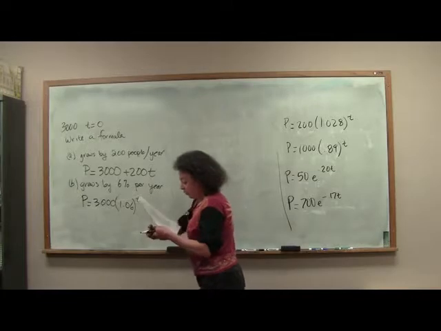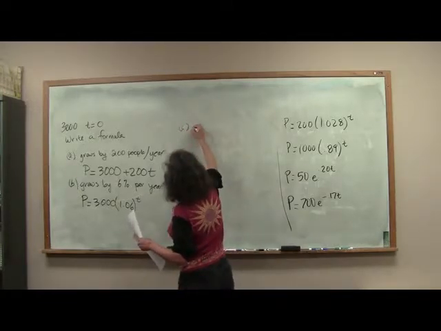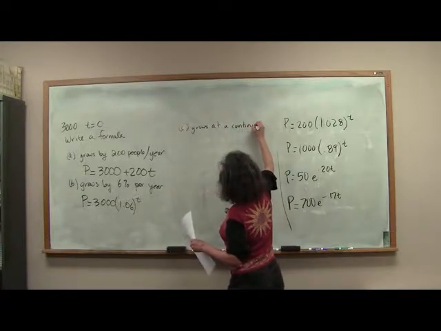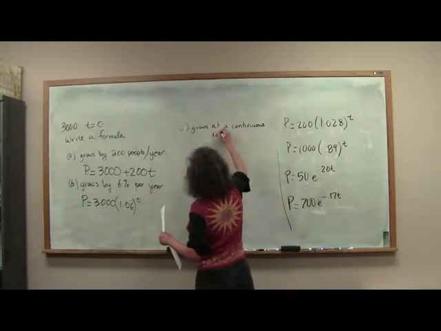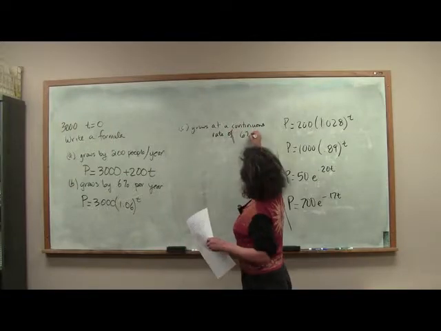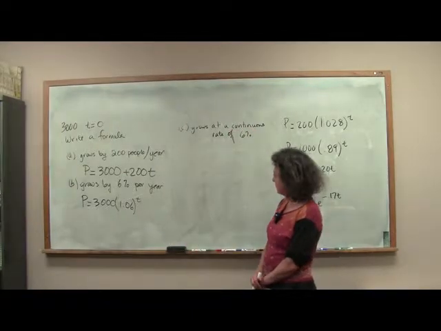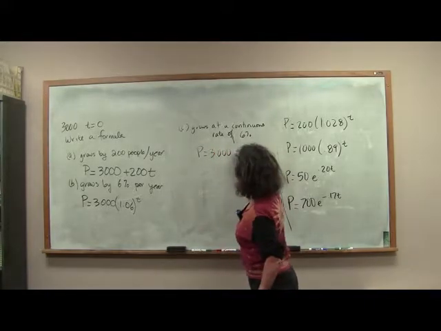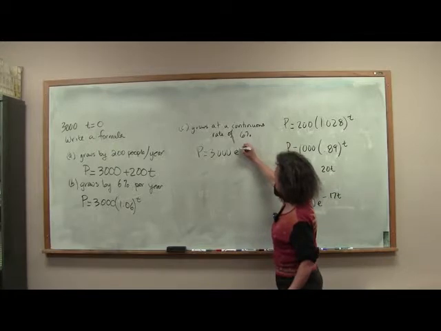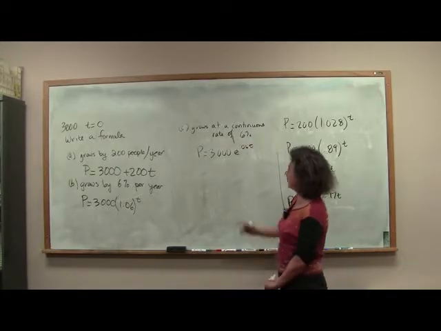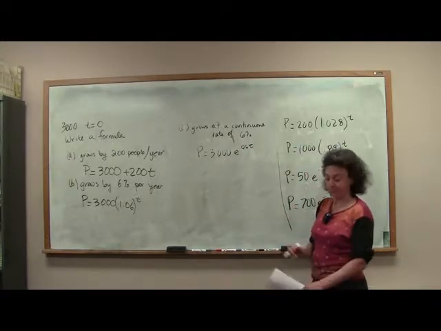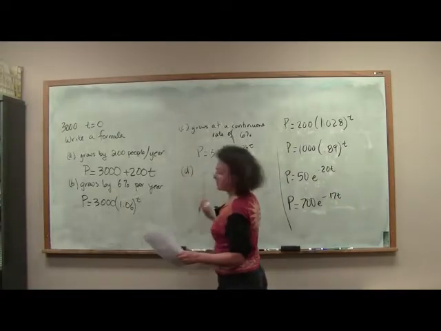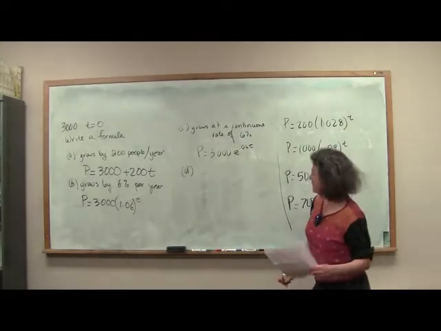Okay? What if I say now it grows at a continuous rate of 6%? Again, we have P is 3,000. Since it's continuous, we have e to the 0.06t. And let's do 3 more, just to be sure we've covered all of our bases here.